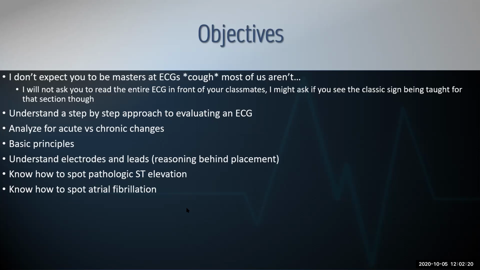And then the last thing, obviously, how to spot AFib. It's the most common arrhythmia that we see, as mentioned in Dr. Griggs' talk last Monday. It's also something they're really going to want to make sure you know, not just for ACLS, but for your boards.